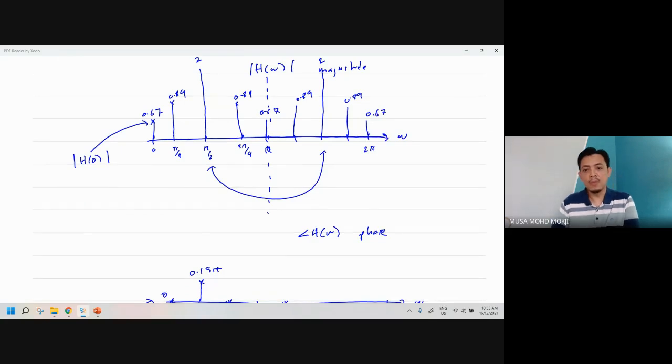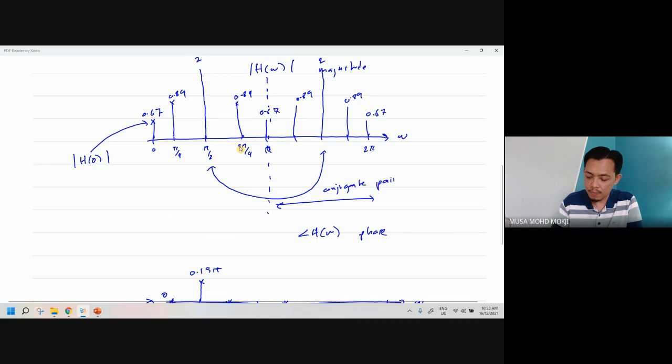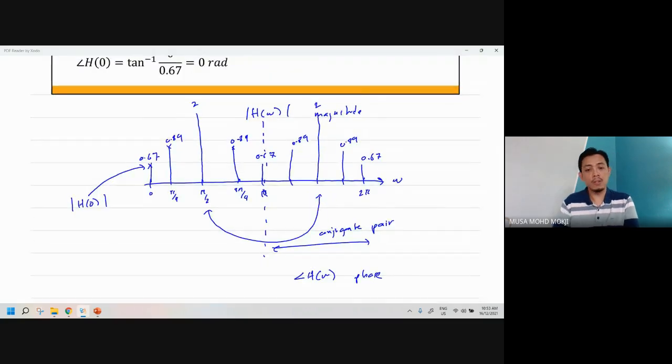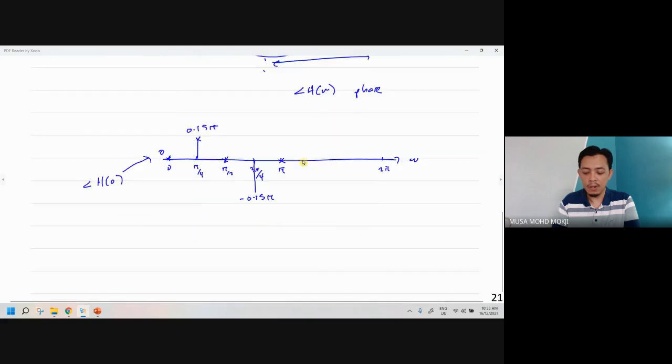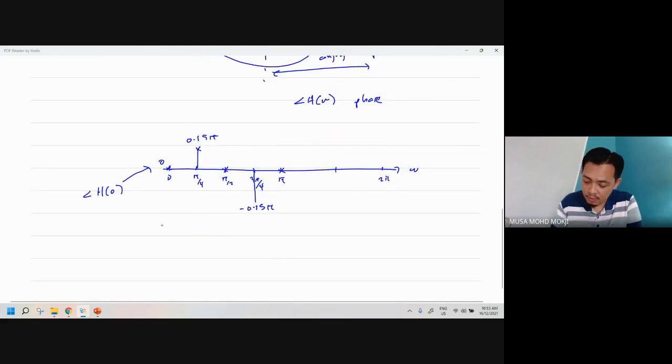Okay. Because this part is just a conjugate pair. So this is the whole plot. Magnitude, you just copy.